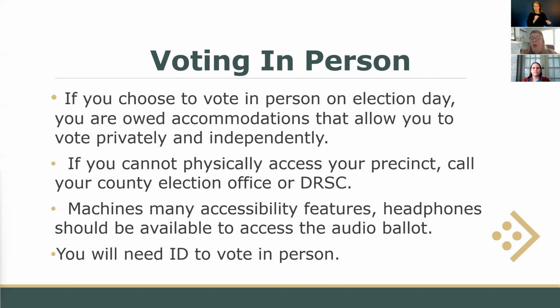If you're somehow unable to obtain ID, disability is an acceptable reason for that. You can fill out a form and cast a provisional ballot. A provisional ballot is a ballot that you can fill out and cast if there's some sort of issue with your identification or your registration when you come to the polls.